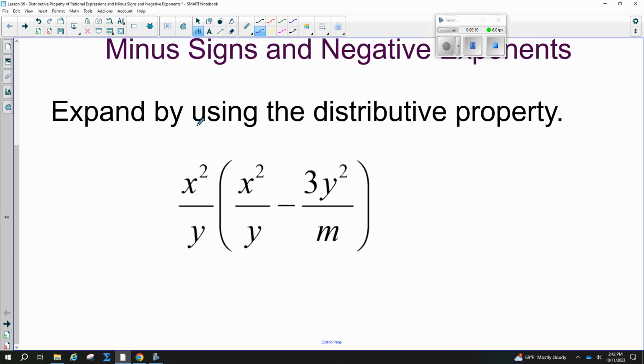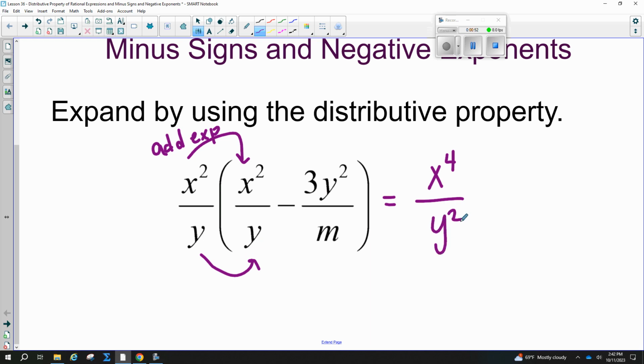So when you multiply, you're going to multiply top to top and bottom to bottom. And don't forget, we always add the exponents, all right? So when I multiply top to top right here, I get x to the fourth. And once we're distributing, don't write your parentheses down anymore, all right? And then I have y times y, which is y squared. These are separate fractions. So then I have a minus sign because this is minus.